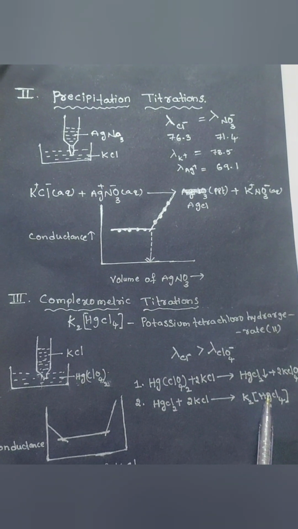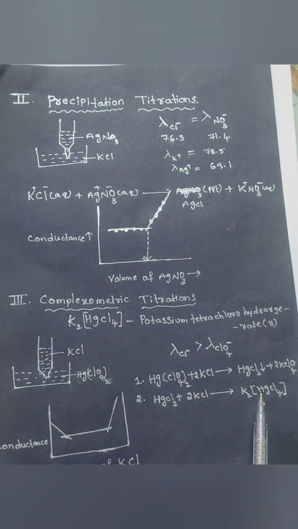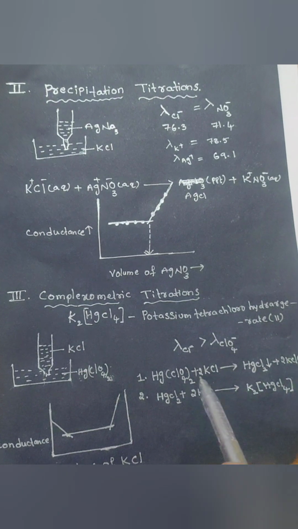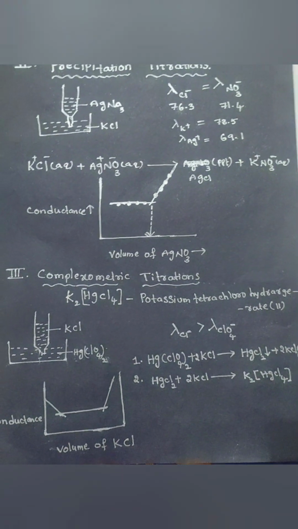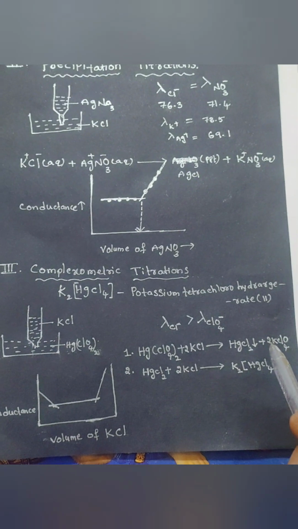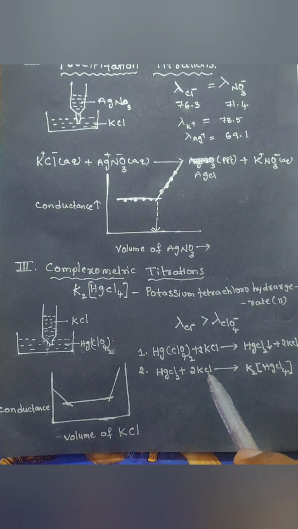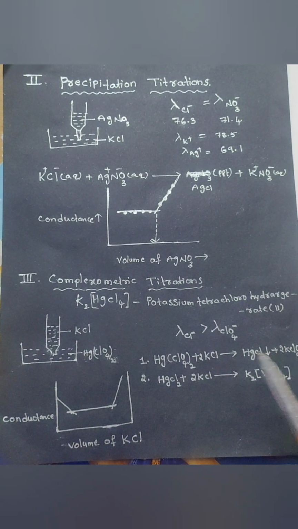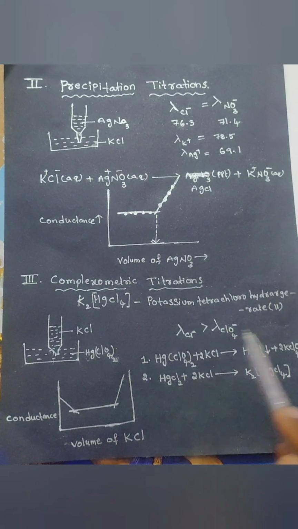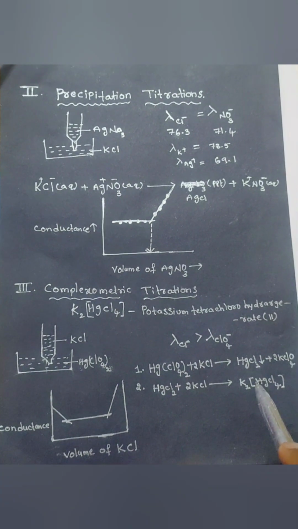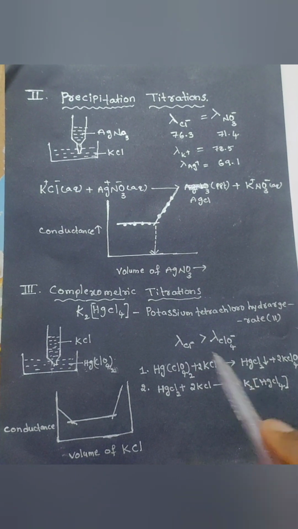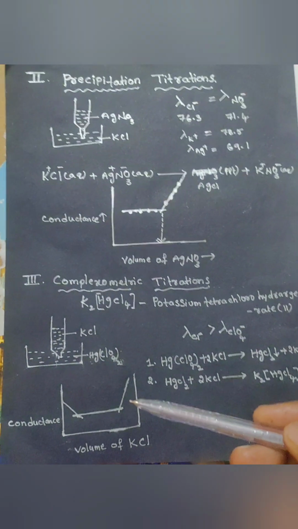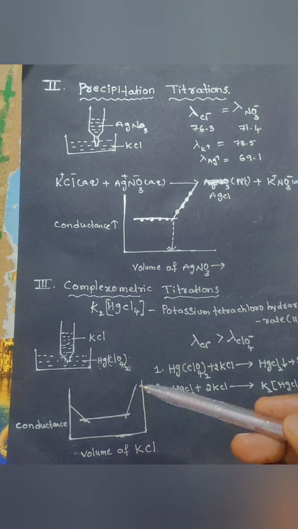But due to this, we don't observe any increase in the molar conductivity, because the number of chloride ions decreases, but the number of potassium ions increases. So the decrease in the number of chloride ions and increase in the number of potassium ions makes the conductance constant. But after the complex formation is completed, the chloride ions and potassium ions go on increasing. As a result, we observe an increase in the conductance of the solution.